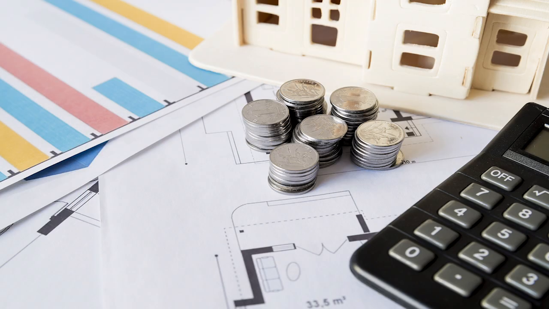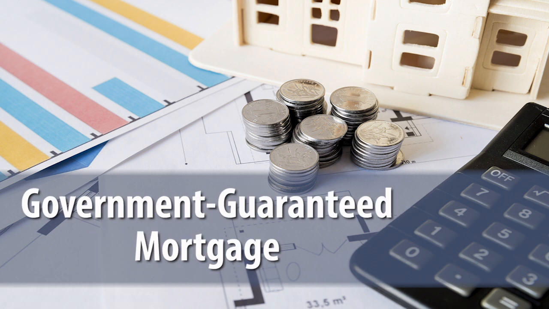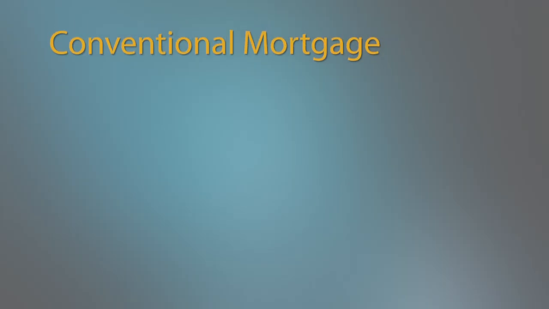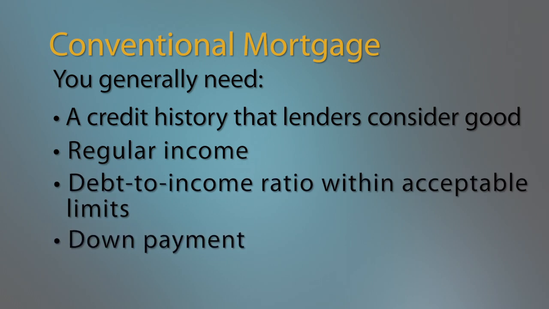There are 2 types of mortgages. There are conventional mortgages or government-guaranteed mortgages. Government-guaranteed mortgages are insured by the United States government. Anyone can get a conventional mortgage, but to qualify for a conventional mortgage is difficult.